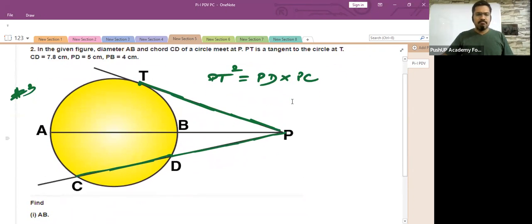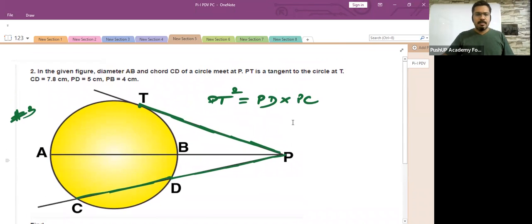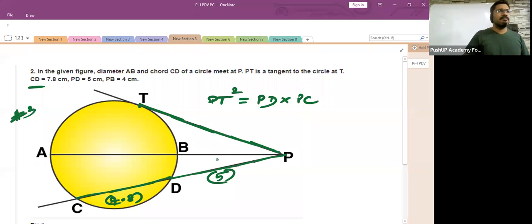Then PT is not given. What they have given is CD, I'll just label it here. CD is 7.8. Then PD is given, which is 5. More than enough to get the value of PT. Don't you feel so? These two values are more than enough to get the value of PT.